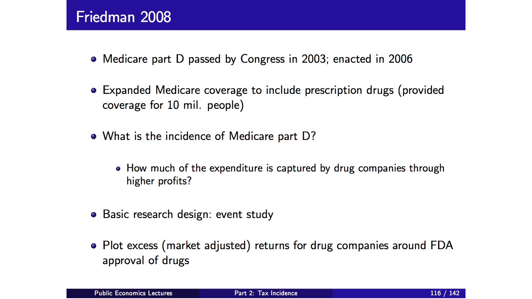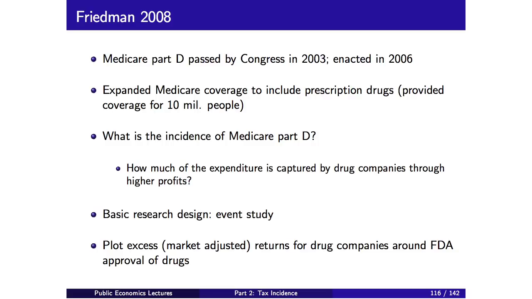So let's talk about the Friedman paper. Medicare Part D was passed by Congress in 2003, enacted in 2006. What Medicare Part D did, it's one of the most significant health insurance reforms in the US, expanded Medicare coverage to include prescription drugs for the elderly. Okay? Previously, you had to pay out of pocket, essentially, unless you had some other arrangement. But in effect, you expanded coverage for 10 million people in the US. So major shift outward in the demand curve for prescription drugs.